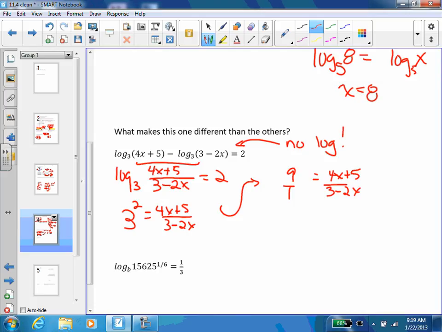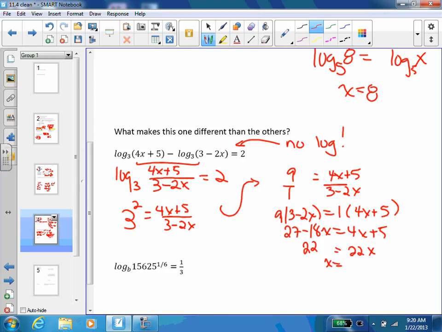This is just a ratio, isn't it? A proportion. What am I going to do to solve for x? Okay. So I'm going to say 9 times 3 minus 2x equals 1 times 4x plus 5. 27 minus 18x equals 4x plus 5. And so I'm going to have 22x is equal to 22. So x is equal to, what do I need to do?